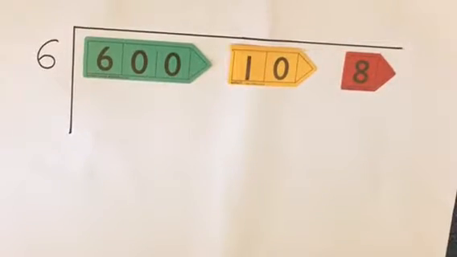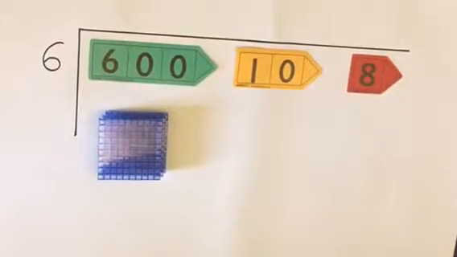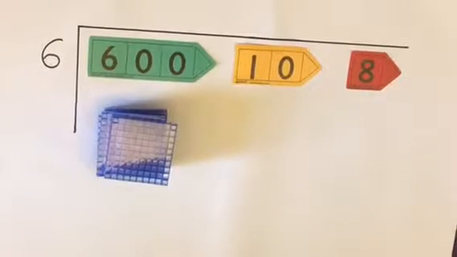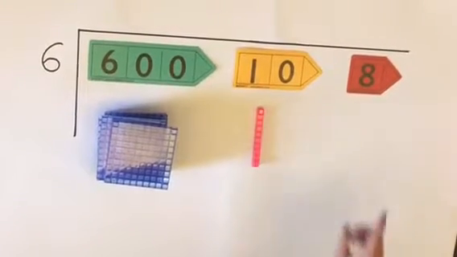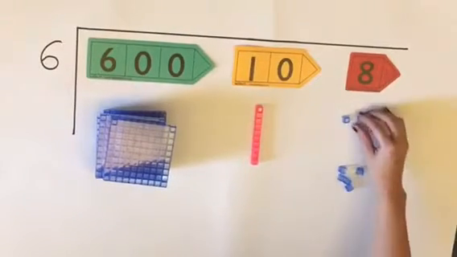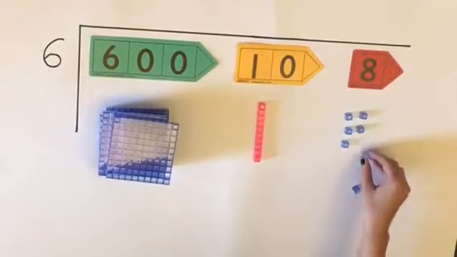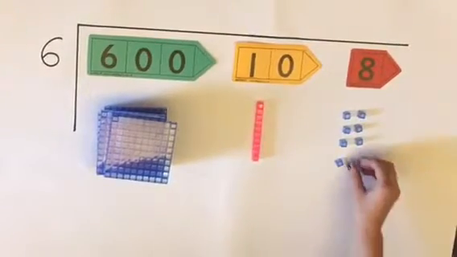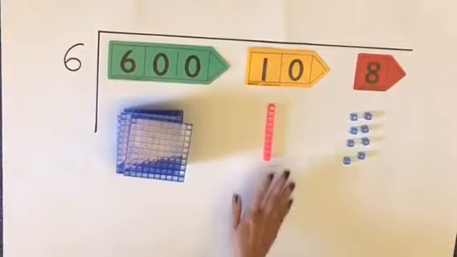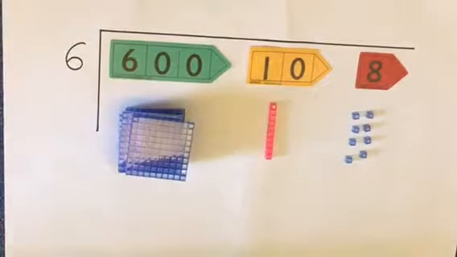600 can be represented by 6 100 blocks. So 1, 2, 3, 4, 5, 6. 10 is represented by 1 block of 10, and 8 is represented by 8 ones. I'm going to set these out like numicon. 4, 5, 6, 7, 8. For the purpose of highlighting group and exchange, I have my 10 block in pink, which would help indicate where the exchange occurs in this calculation.